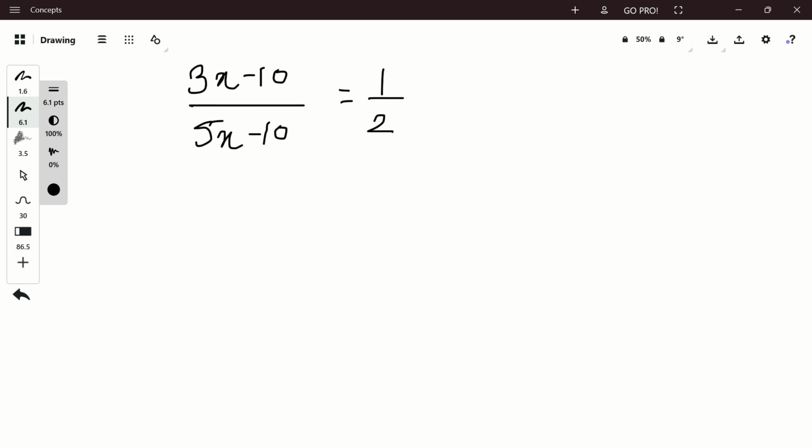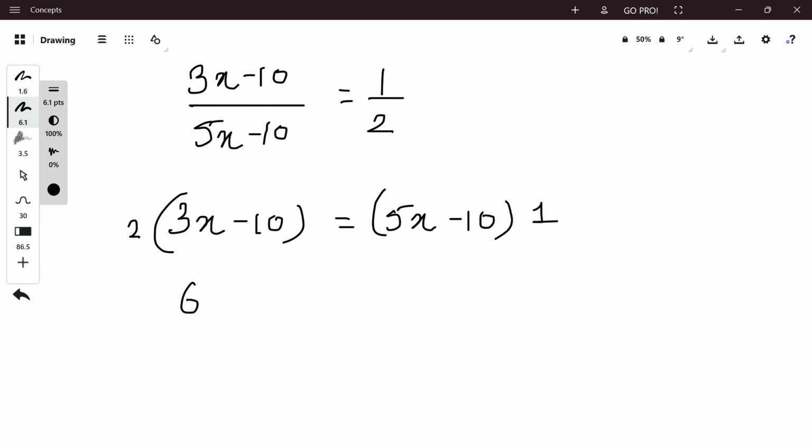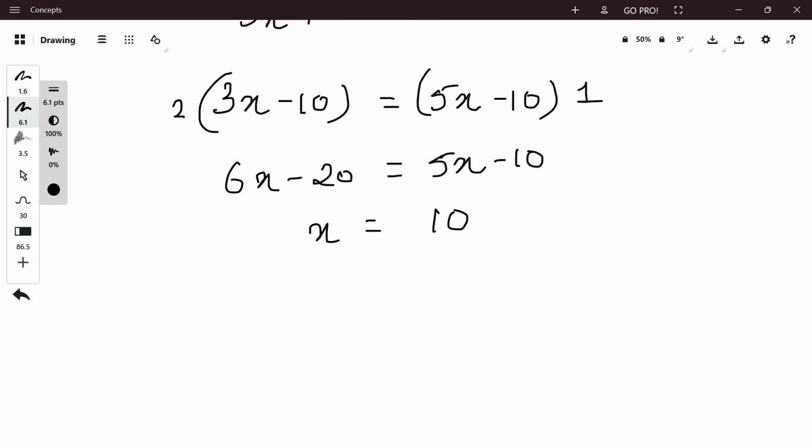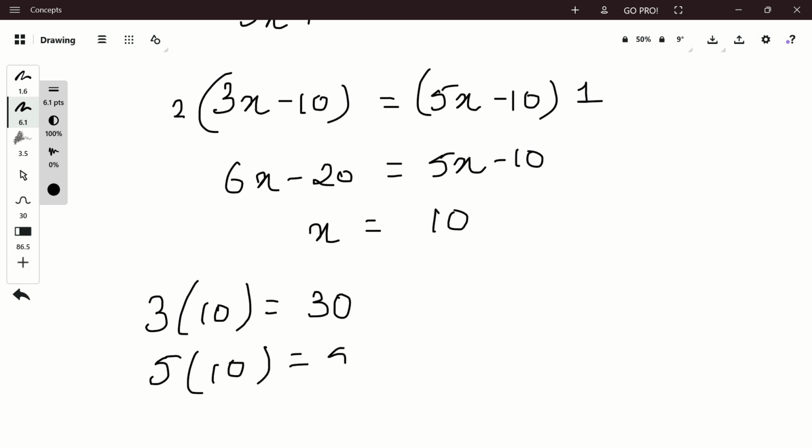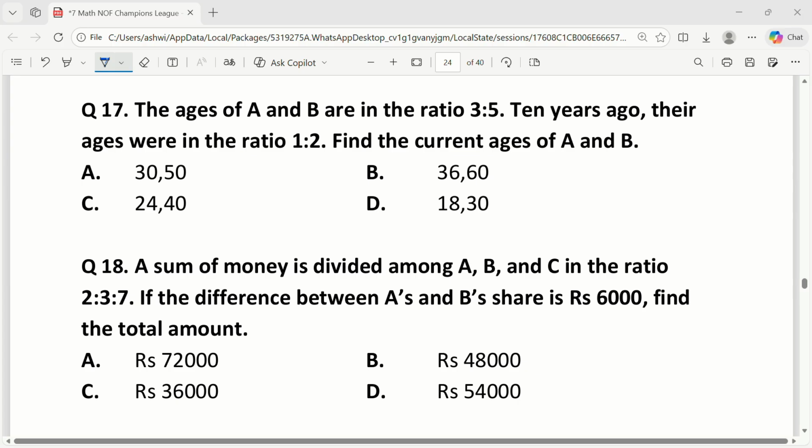Now, solving this equation for x, we have 3x minus 10 into 2 is equal to 5x minus 10 into 1. That is 6x minus 20 is equal to 5x minus 10. That is x is equal to 10. Hence, the current age of A is 3x, that is 3 into 10, which is equal to 30. And the current age of B is 5x, that is 5 into 10, which is equal to 50. Comparing with the given options, the answer is A, 30 and 50.